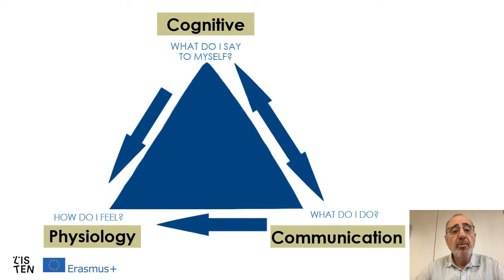And then the third level would be the physiological one, in short, the emotions we feel. So how do we feel when we find ourselves in one of these situations? If you have a look at the arrows, you will see that all levels are interconnected, meaning if you change one of them, the other 2 will change as well. But this means that we will act on the cognitive and the communication level in order to change the emotional level. So we'll try to learn what to think and what to do in order to feel better whenever we are in one of these interlinguistic interactions.